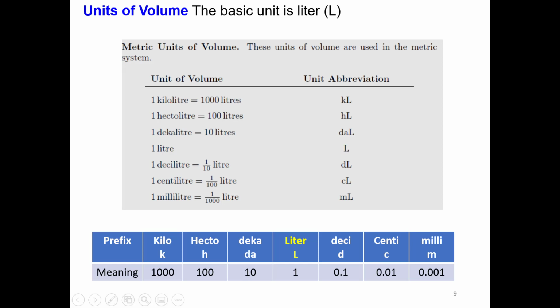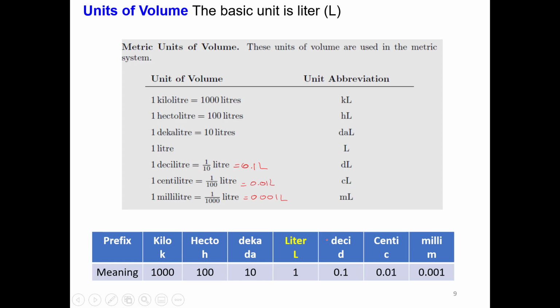Then we have kiloliter, which is 1000 liters, hectoliter, which is 100 liters, decaliter, which is 10 liters, deciliter equals 0.1 liter, centiliter 0.01 liter, and milliliter 0.001 liter. And you can see here we use the same prefixes: kilo, hecto, deca, deci, centi, and milli. Just what we did is we changed the basic unit.